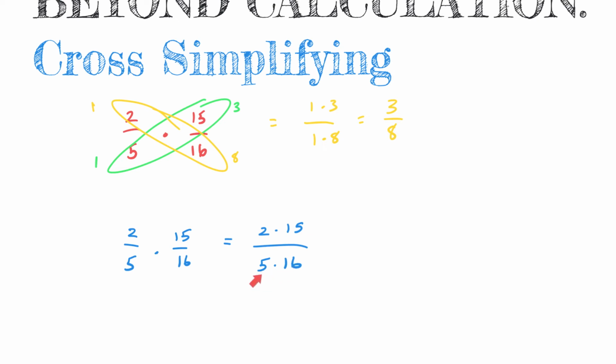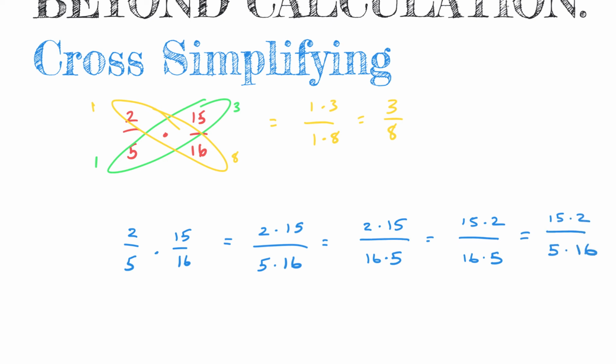Well, the same goes for the denominator here. We can do 5 times 16 or we can do 16 times 5. So we can rewrite this problem. We can rewrite it as 2 times 15 over 16 times 5 if we want. In this case, we decided the denominator we wanted to flip around. Or we could write it as 15 times 2 over 16 times 5, or we could write it as 15 times 2 over 5 times 16. So any of these 4 problems right here are actually identical to each other.